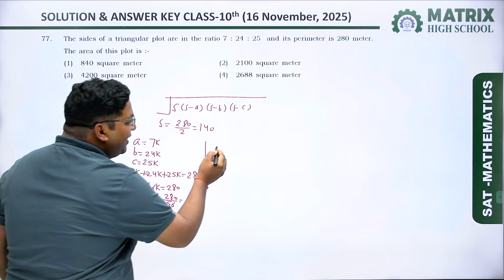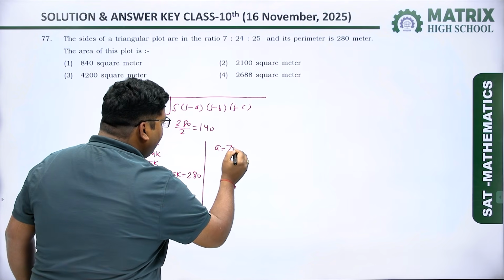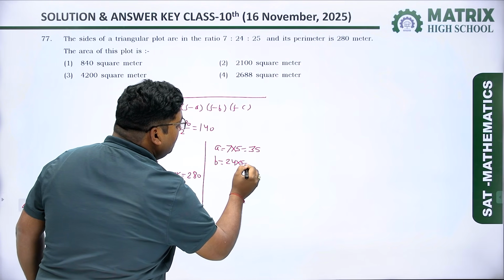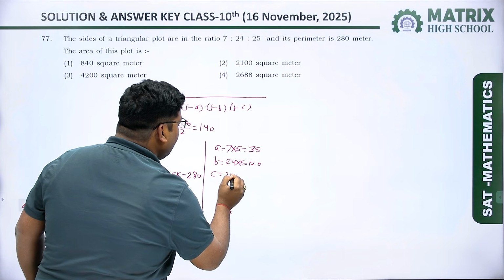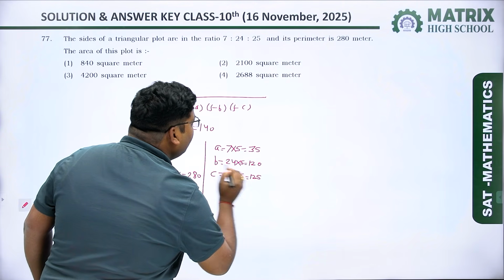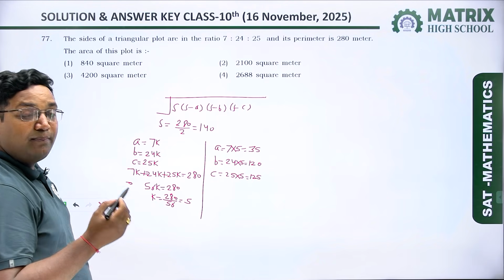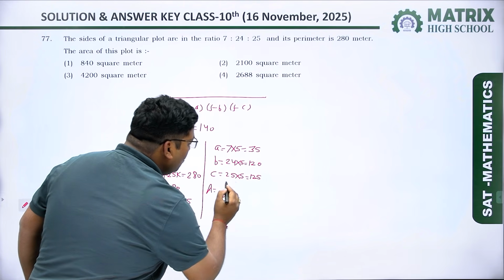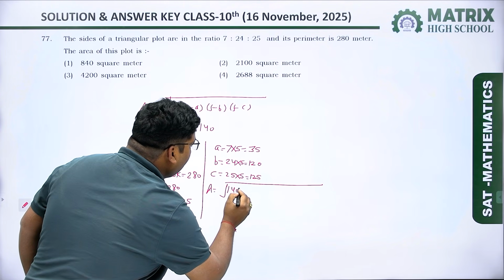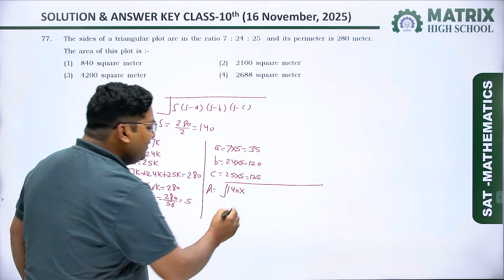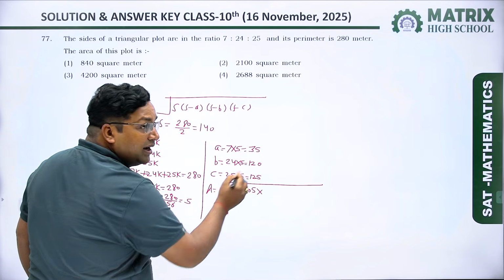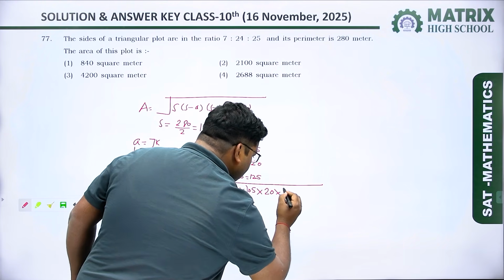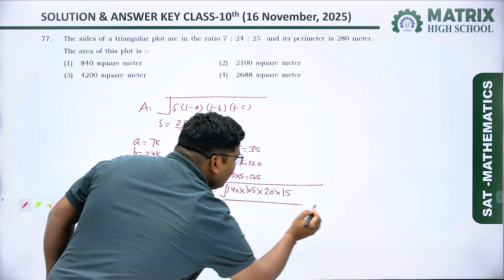Now we have to find out the value of sides. So side A equal to 7 into 5 which is equal to 35. B equal to 24 into 5 which is equal to 120. C equal to 25 into 5 which is equal to 125. Now we have to substitute the value of S, A, B and C in this formula. So area of triangular plot equal to under root of 140 into 140 minus 35 which is equal to 105, 140 minus 120 which is equal to 20 and 140 minus 125 which is equal to 15. So now we have to solve this part.